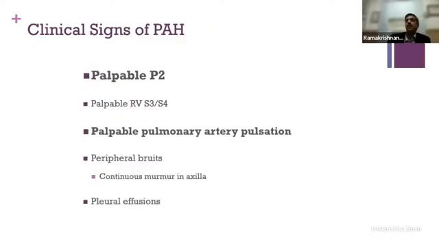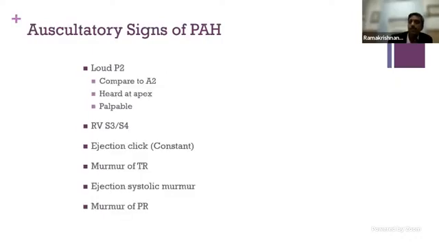So in general, you may be asked, what are the clinical signs of PH? Palpable P2, you can have a palpable RV S3 or RV S4. Palpable pulmonary artery pulsations are a very common finding that is often not reported by the fellows. Very rarely, you should look for peripheral bruit in a patient who is suspected to have PH. This could be because of a continuous murmur in the axilla, because of CTEPH. There could be evidence of pleural effusion.